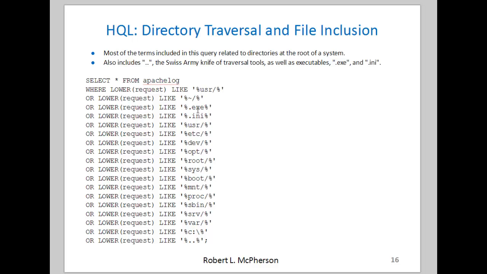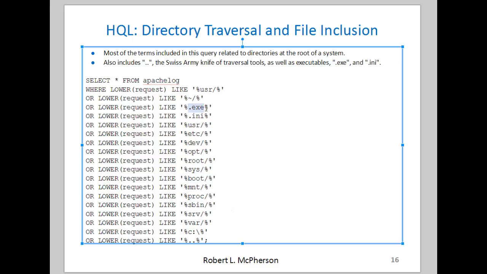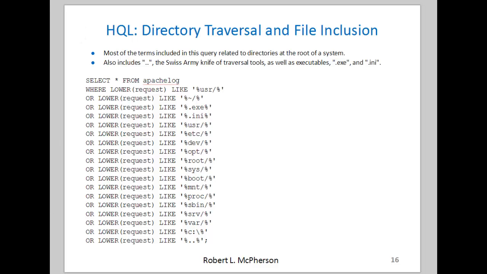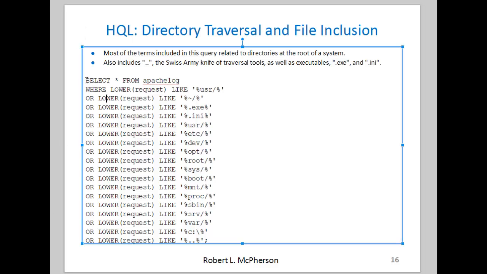And then you'll see after the like operator a number of key terms that relate to folders that exist at the root of most systems that would have Apache loaded on them. Also, I'm looking for .exe executables as well as .ini. And this one here is probably the real workhorse of the whole thing. The very last line, it's got 2 dots. It's sort of the Swiss Army knife of file traversal that should be very familiar to most of you. And these are pretty ubiquitous in these kinds of attacks. You can almost write a query with just that and probably catch a lot. So let's go ahead and run this and see what we get.